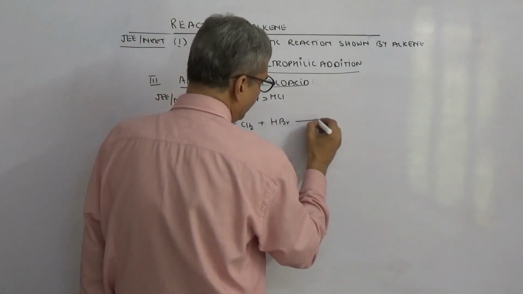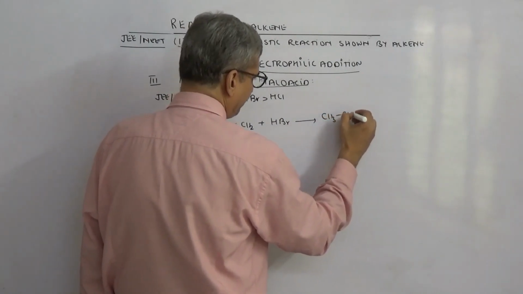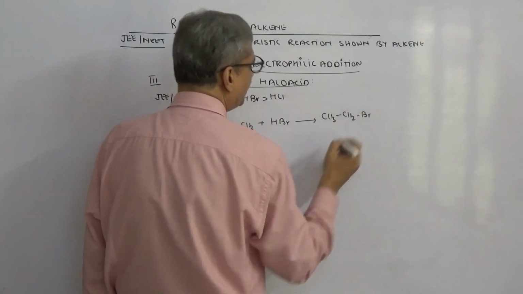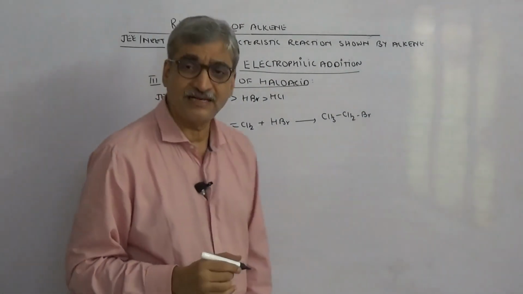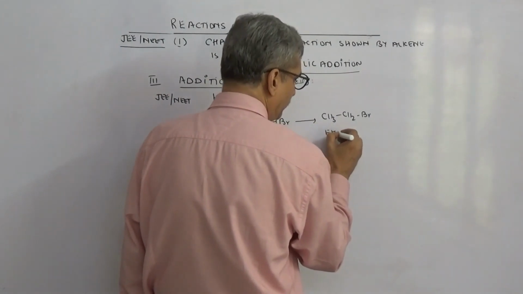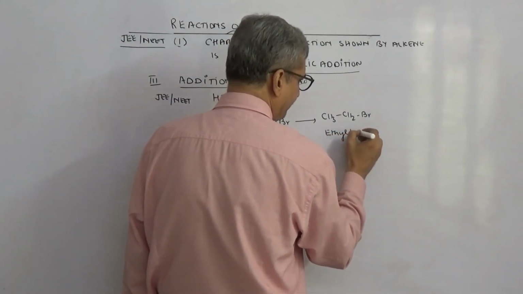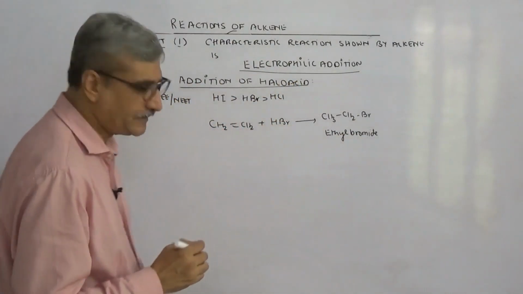So what is going to happen? This will form CH3CH2Br. So addition of a halo acid gives rise to an alkyl halide. So this becomes ethyl bromide. Ethyl bromide. Is this point clear?